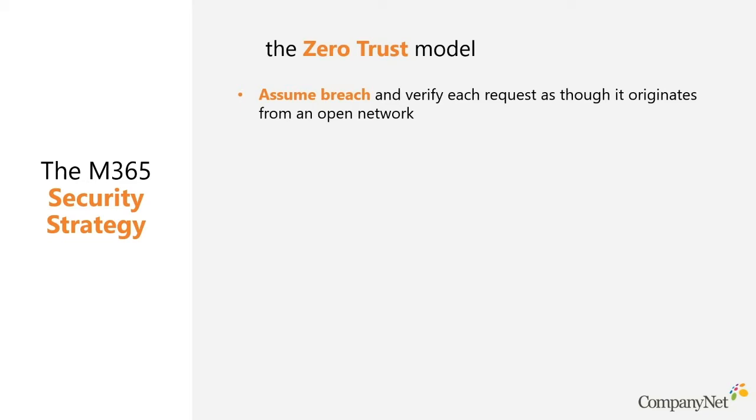So the first one there is assume breach and verify each request as though it originates from an open network. Now it's really important. It used to be that a lot of security, a lot of policy implementation, a lot of purchases of services used to be based on a reactive approach, whereas things need to evolve into a more proactive approach. So instead of reacting to a breach when it occurs, we're assuming breach from the outset.